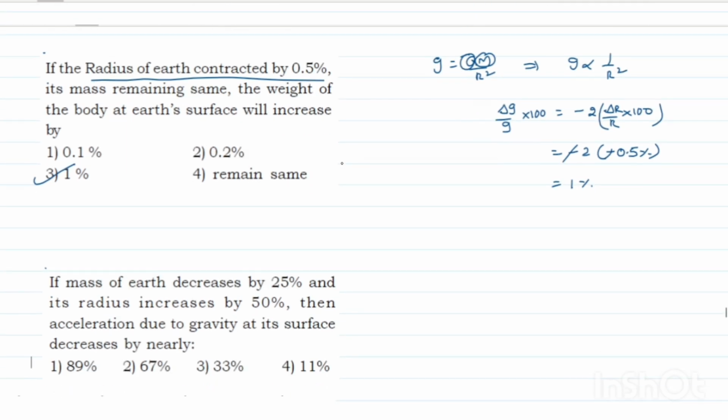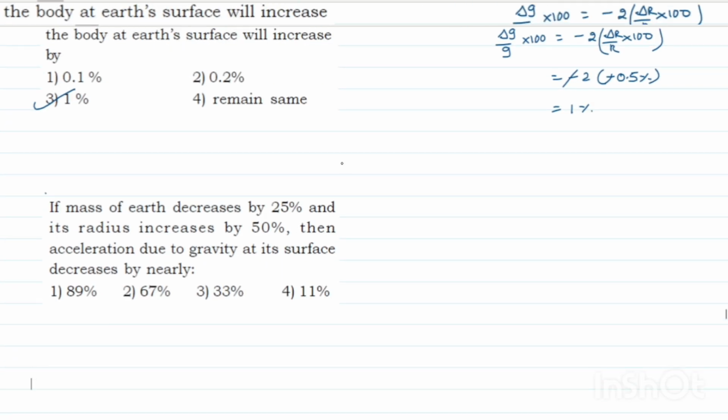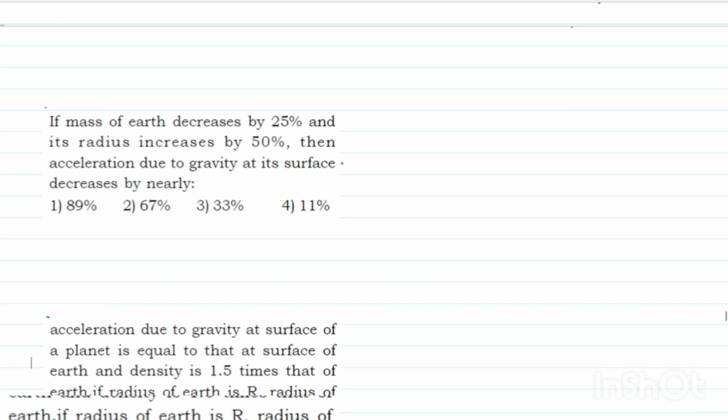Let us see the next question. The mass of the Earth decreases by 25 percent, and the radius increases by 50 percent. The acceleration due to gravity at its surface decreases by nearly how much? Here, this is the relationship you can take, students: g equals GM by r square.